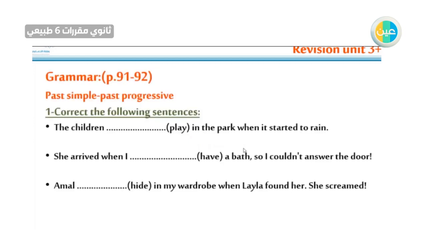As we said, you will take a lot of exercises to make you familiar with the rule itself. Here you have to choose past simple or past progressive. Correct the following sentences. The children played in the park, this is the first action, when it started to rain. So we have two actions, one of them interrupted by the other. So we will use what? Excellent, past progressive. So children were playing. Good job.